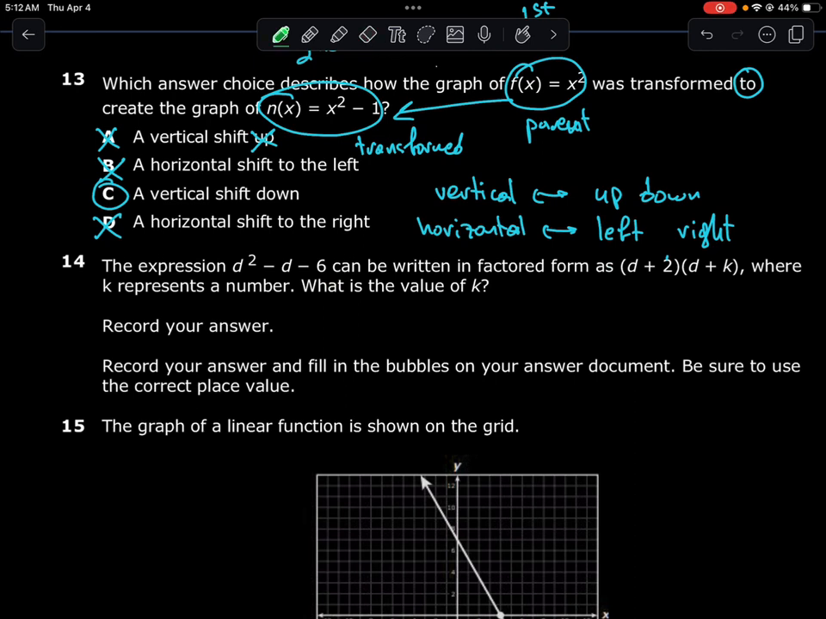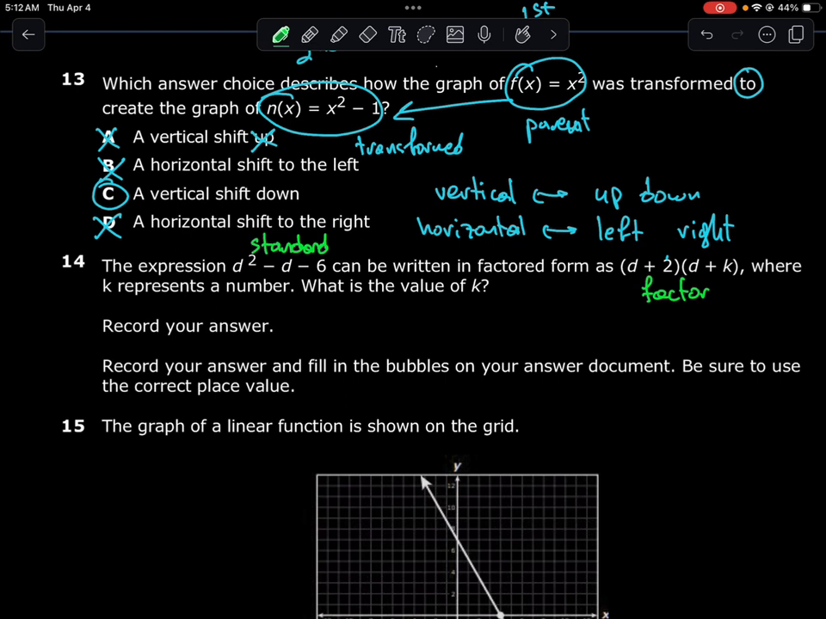The names may not matter, but I'm going to write it. This is the standard form of a quadratic. This is the factor form, where k represents a number. What is the value of k? Record your answer and fill in the bubbles on your answer document. Be sure to use the correct answer.